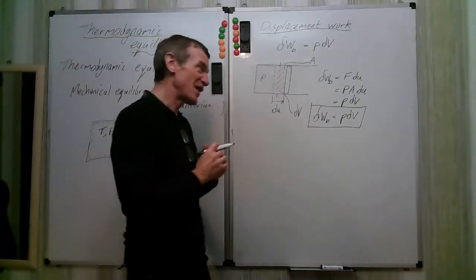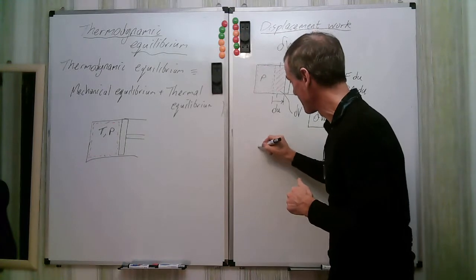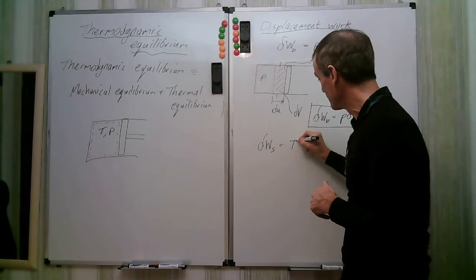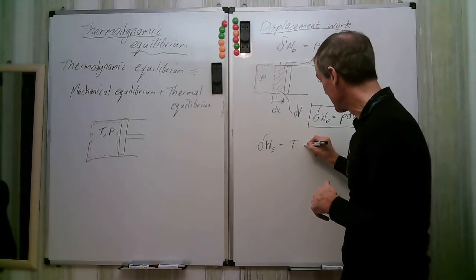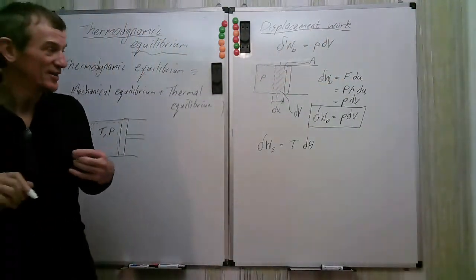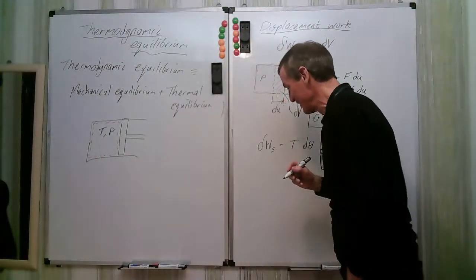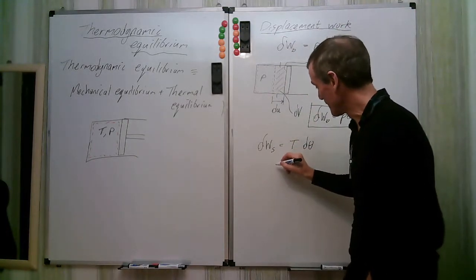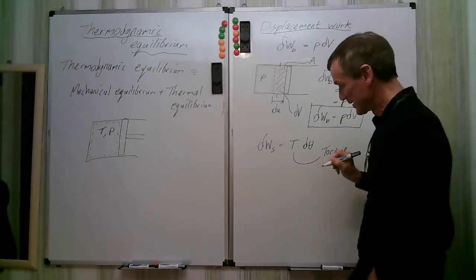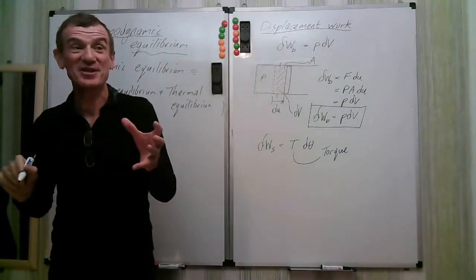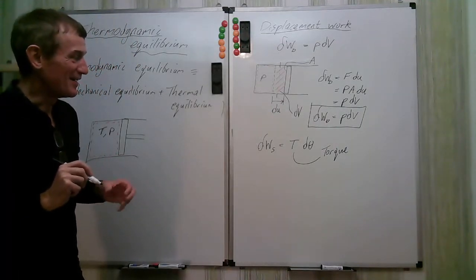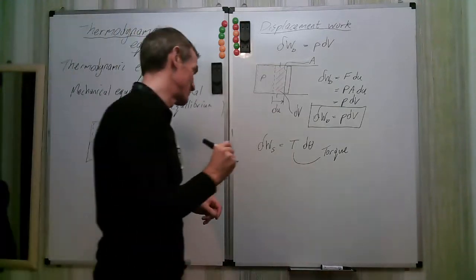The other one is shaft work. So I'm going to call that delta W_S, and that is equal to T d theta. So this is shaft work. T is torque. So what I'm imagining there is a shaft coming out of the system, and T d theta will give you the work in that case.